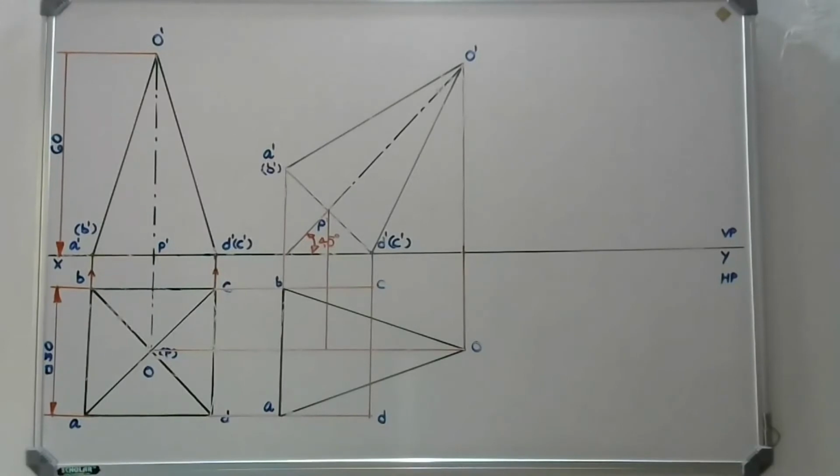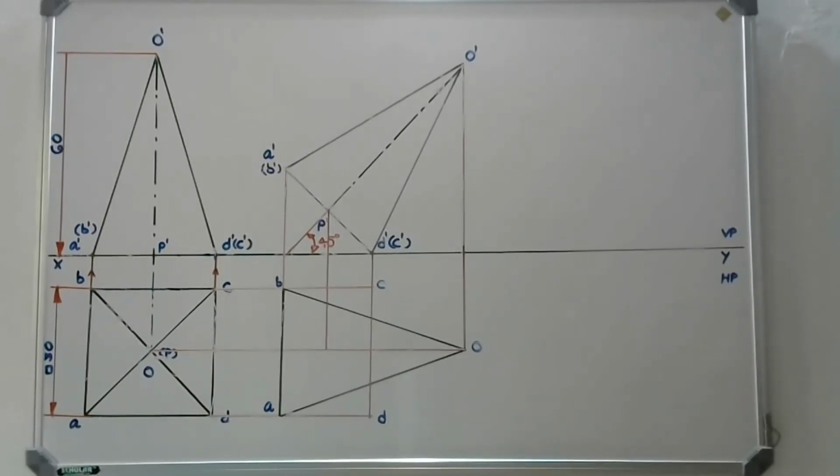In the first condition, the square base is completely visible in the top view. Base edge DC is considered. In this case, BC and AD are parallel with the VP. AB and DC are perpendicular with the VP. In the front view, we can see the triangle AOD and the axis of the pyramid.